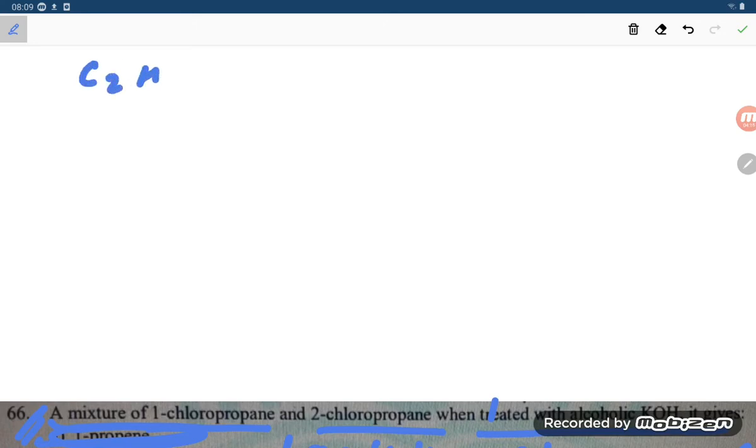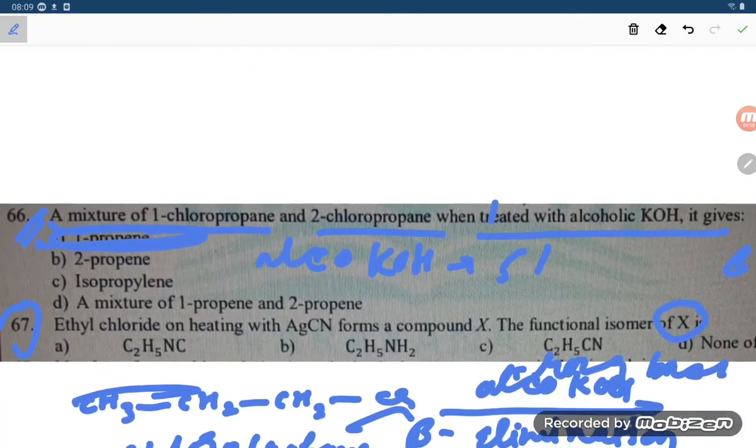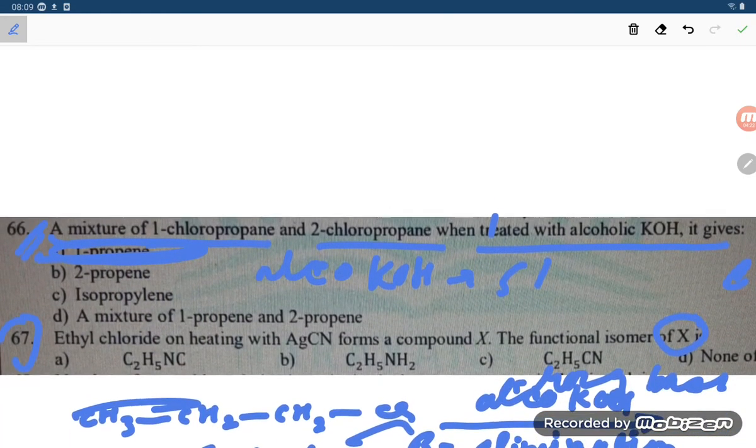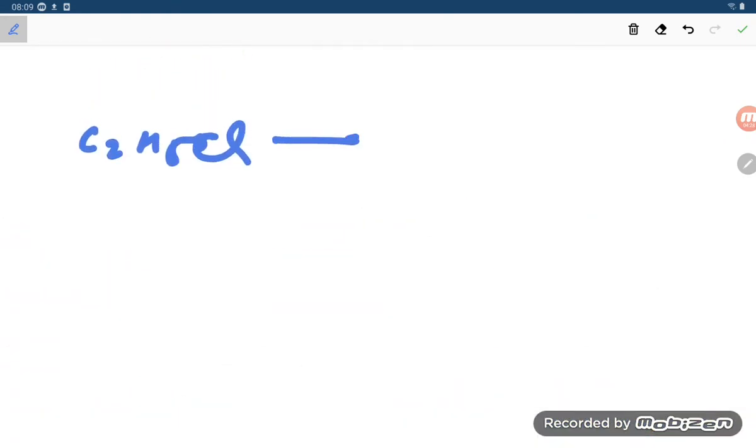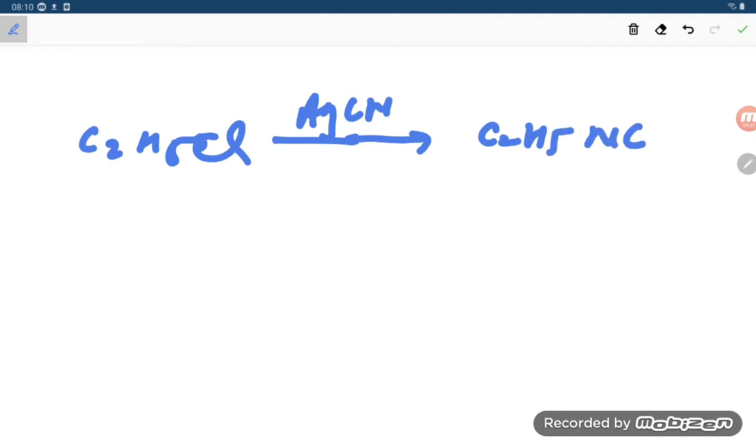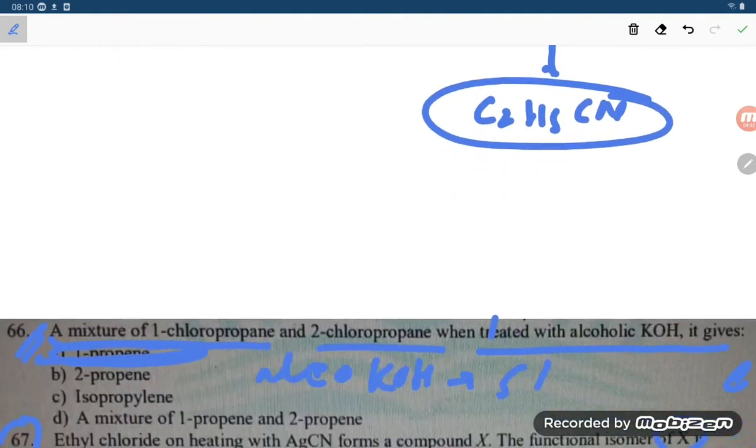Ethyl chloride they are talking about, student. This is C2H5Cl. This ethyl chloride on reaction with AgCN, student, will give C2H5NC. So this is the compound X. They are checking what its isomer is. So the isomer will be C2H5CN. So you check with the options, student.